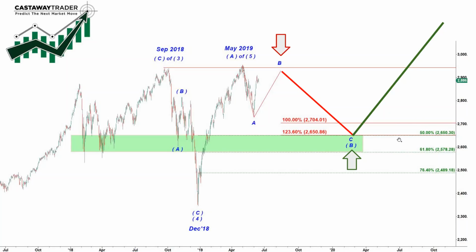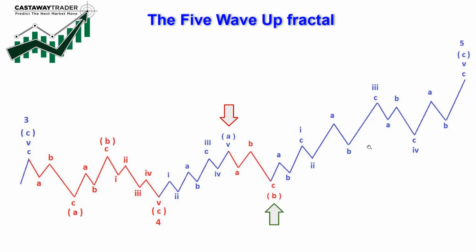So that's why most likely we will see bottoming of that wave C of B somewhere here in the green demand zone. And once we see the bottom of that parenthesis B down, we should get another strong rally. That would be the final rally structured as 5 waves up, and that would be wave parenthesis C of 5, which would target a new all-time high, most likely well over 3,000 points on S&P 500.